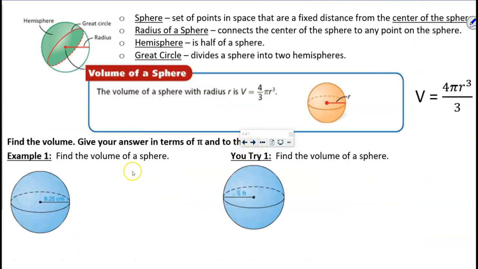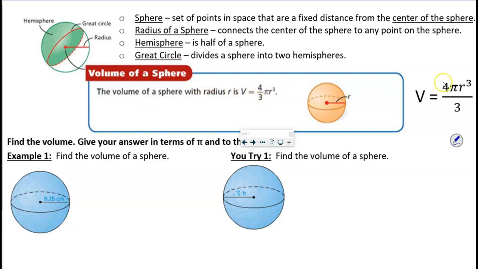Okay? All right, here's the next one, sphere. So a sphere is a set of all points in space that are fixed from the center of the sphere, okay? And then it says a radius of a sphere connects the center of the sphere to any point on the sphere. So you could literally do that any place on the sphere, and that would be your radius. A hemisphere is half the sphere, and the great circle divides the sphere into two hemispheres. So the volume of a sphere, y'all, is 4/3 pi r cubed.